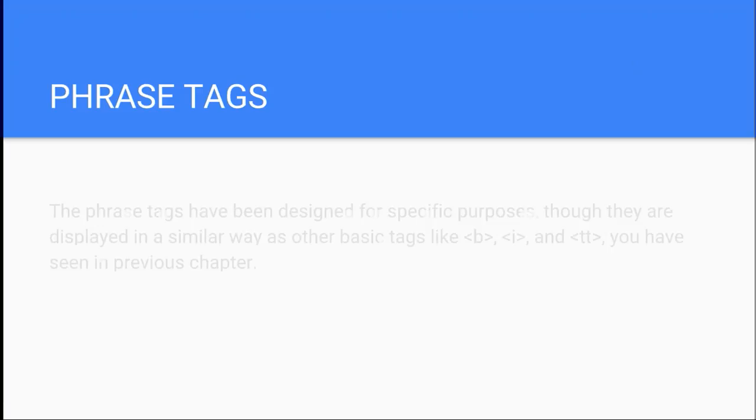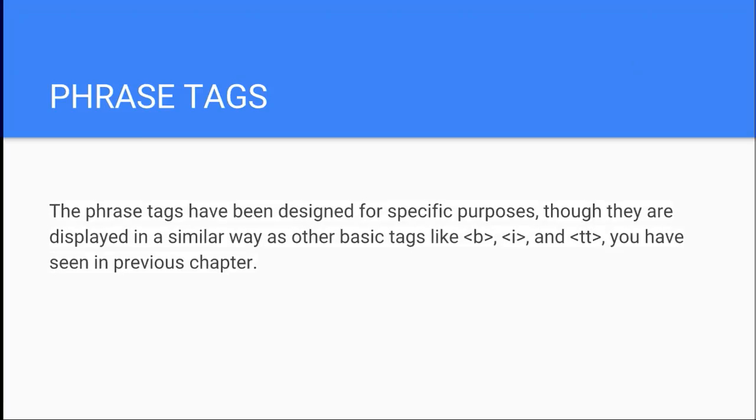The phrase tags have been designed for specific purposes, though they are displayed in a similar way as other basic tags like B, I, and TT that we have seen in the previous chapter. Today's chapter will take you through all the important phrase tags. So let us start seeing them one by one.